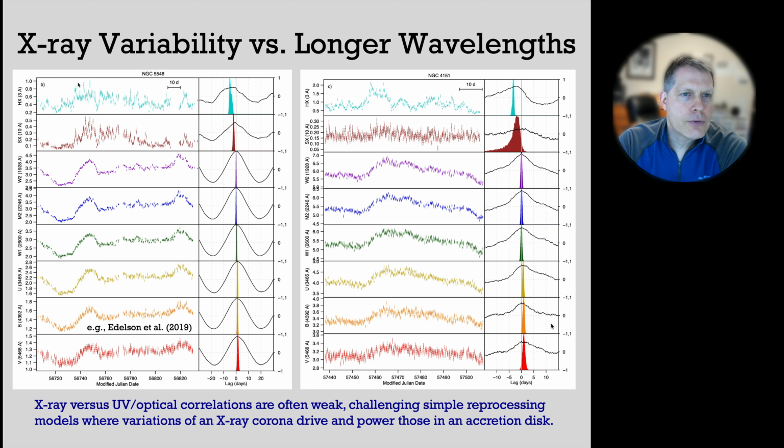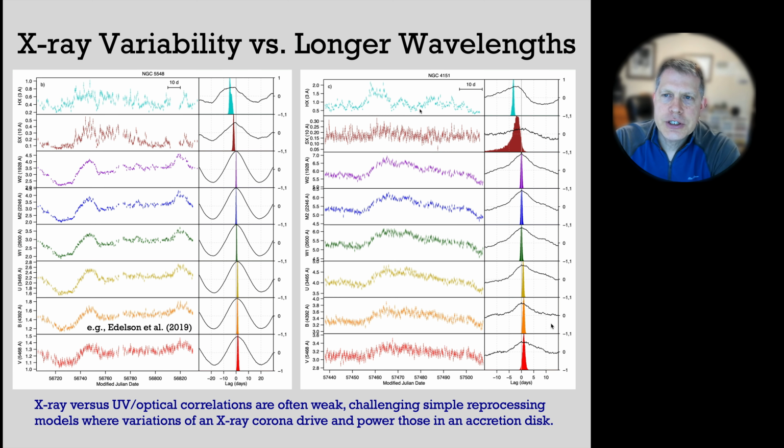And there's some degree of coherence, as one would expect, between, for example, the hard X-rays and the soft X-rays. You can see that little dip there, lines with that dip there. But there is much less correspondence once you start going to the ultraviolet bands and the optical bands. You can see that here. A lot of this chaotic up and down variability doesn't seem to be reflected in the longer wavelength variability.